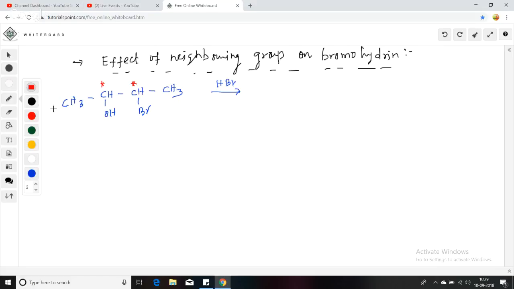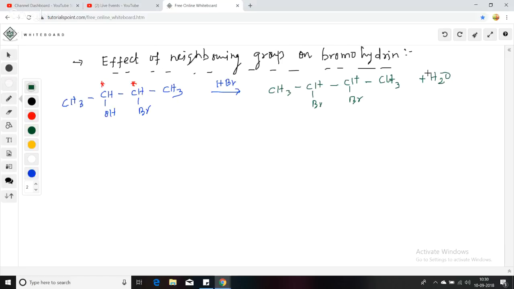But here, the next point is what? If this reacts with HBr, H2O comes out from here. This OH and H come out, and this Br attaches onto this carbon atom, and we get here CH3, CHBr, CHBr, CH3, plus H2O comes out. This is the reaction we have.